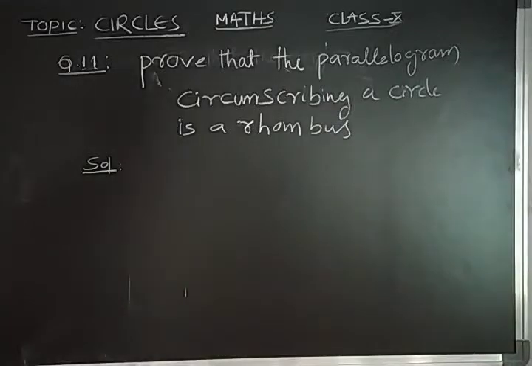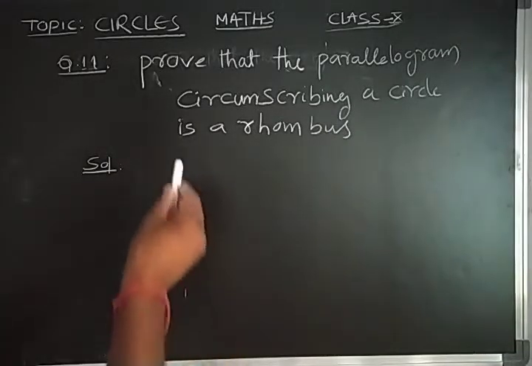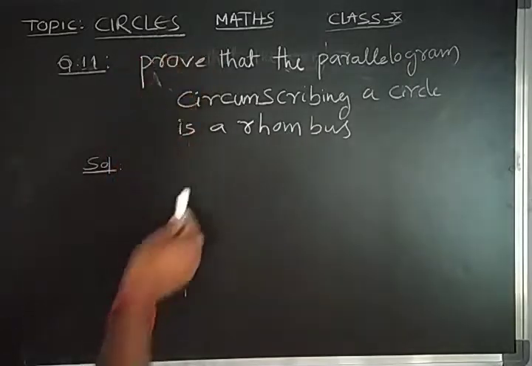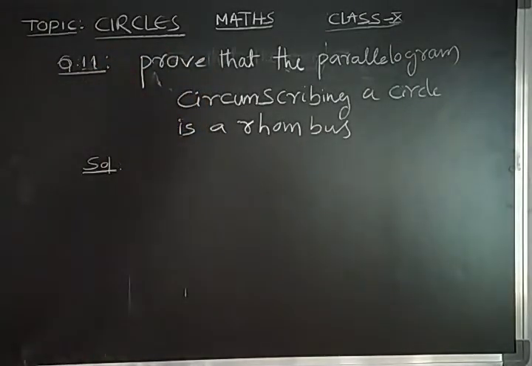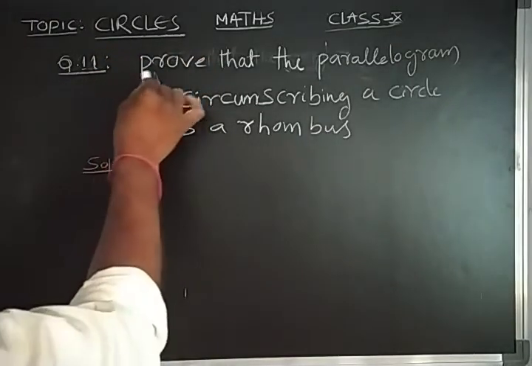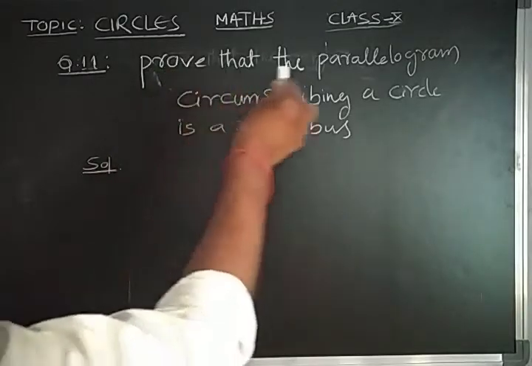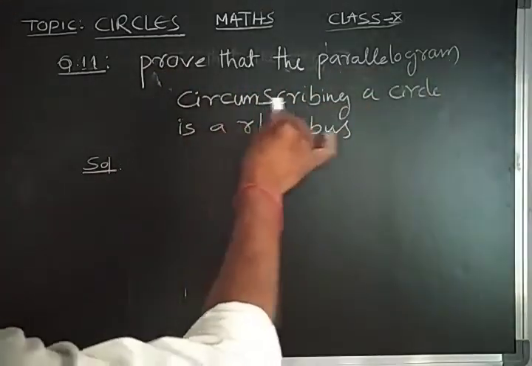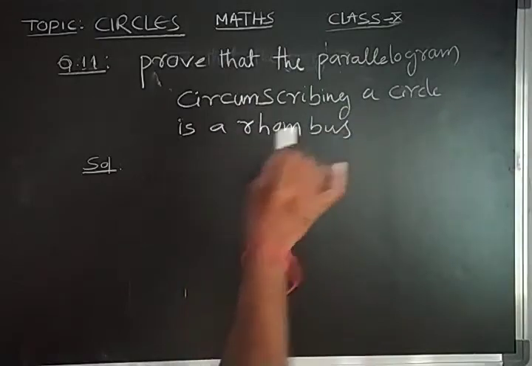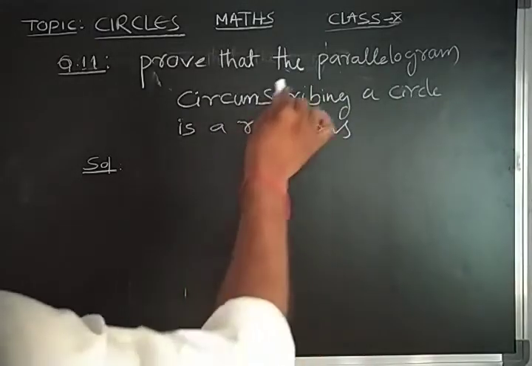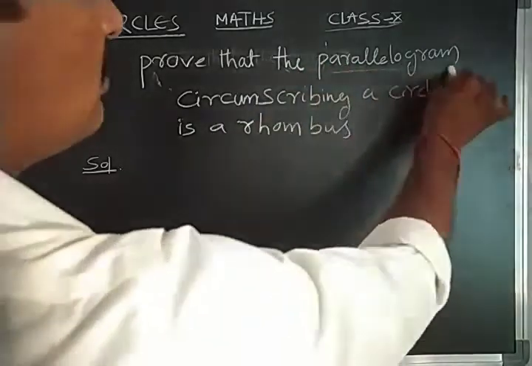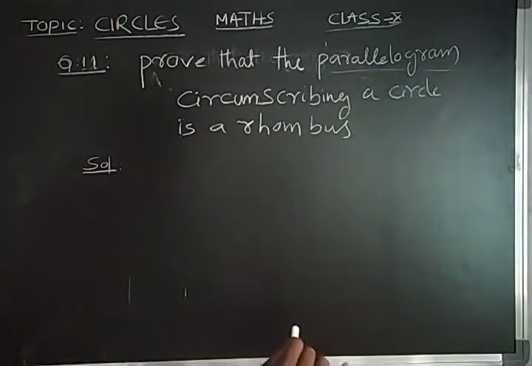Good morning, students. Today we are going to solve a few more problems in circles. Exercise 10.2, 11th question. Okay. So here, in the 11th question, we are going to prove that a parallelogram circumscribing a circle is a rhombus. To prove this, we need one parallelogram which is circumscribing a circle.